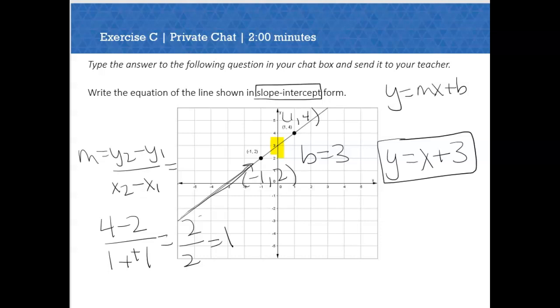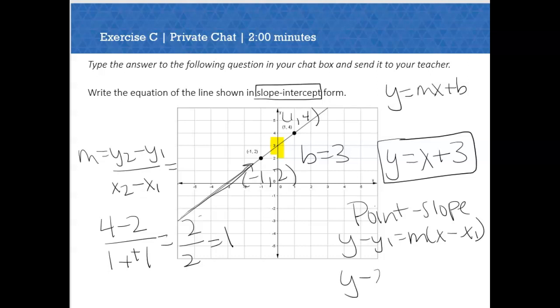We could also write this in point slope. Remember point slope, y minus y1 equals m times (x minus x1). So let's use this negative 1, 2. Y minus 2 equals 1, which we don't even really need to write, but I'm going to write it out here just so we can see it. X minus negative 1, so x plus 1. Remember, these signs are always opposite of the signs in the ordered pair. So this was the answer, but just as a review.